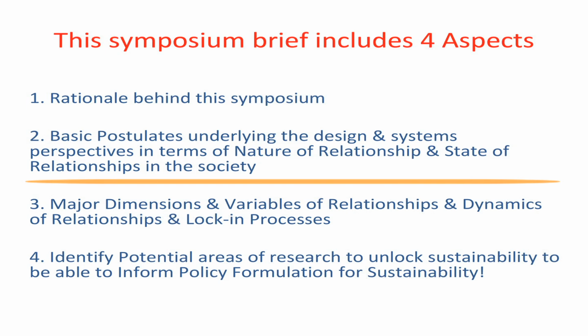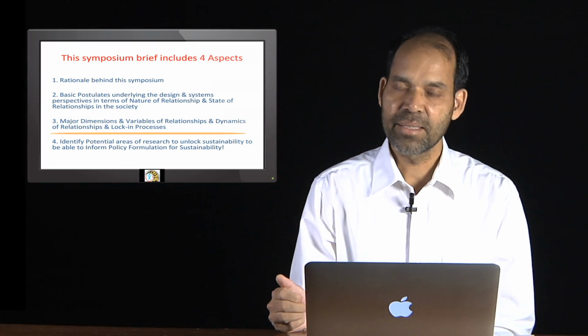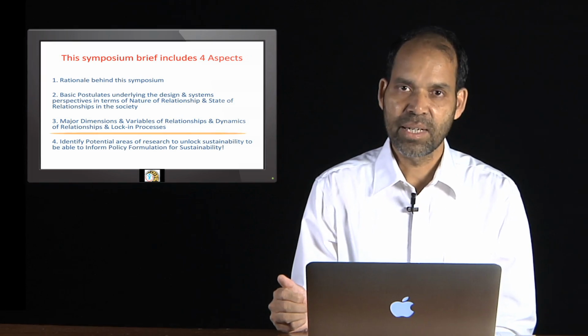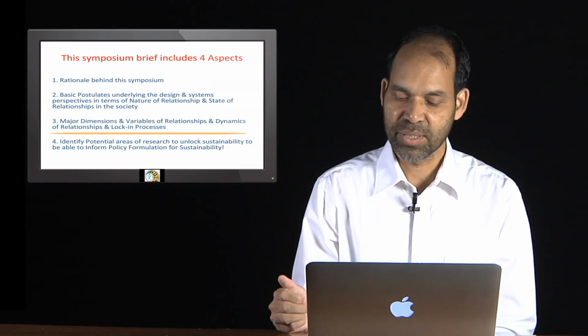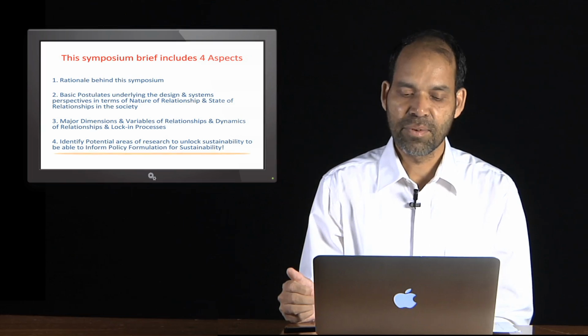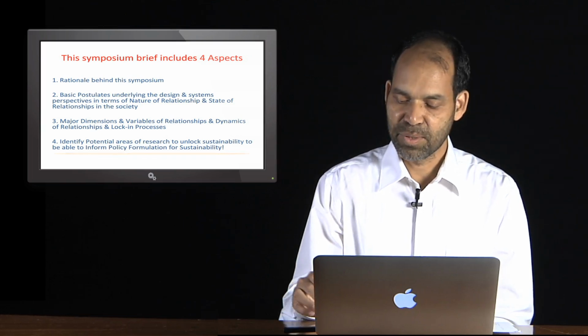and systems perspective in terms of nature of relationship and state of relationships in the society, the third being the major dimensions and variables of relationships and the dynamics of relationships and possible lock-in processes, and the fourth of course is to identify potential areas of research to unlock sustainability, to be able to inform policy formulations for sustainability.